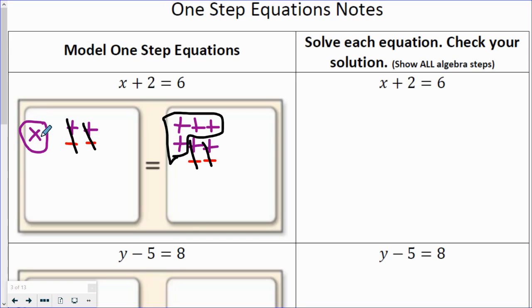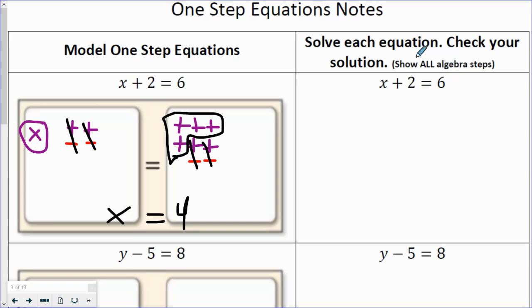So we would say our X equals 1, 2, 3, 4. What we get on the left side, we should get the same on the right side.